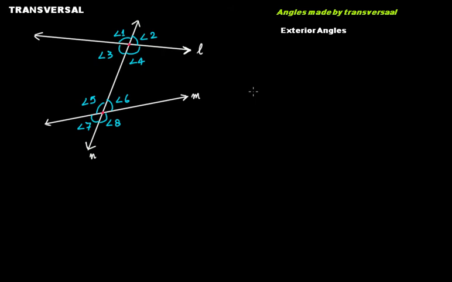Then we have exterior angles. Like in interior angles, we had these angles that were lying in between these two lines, that is, they were interior to these two lines. In this case, exterior angles will be angle 1, angle 2, angle 7, and angle 8, that are lying outside these two lines. These all are exterior angles.